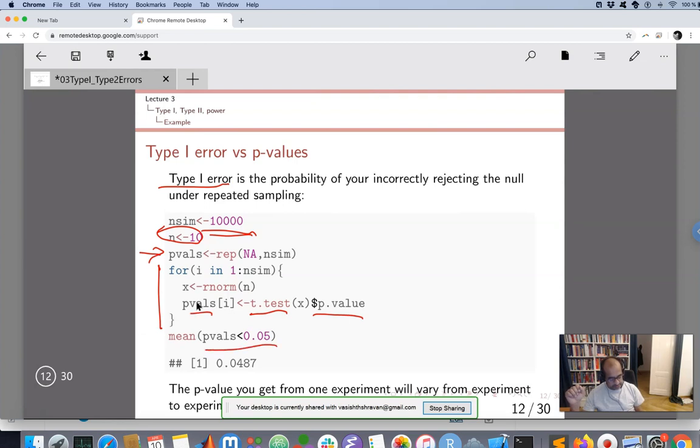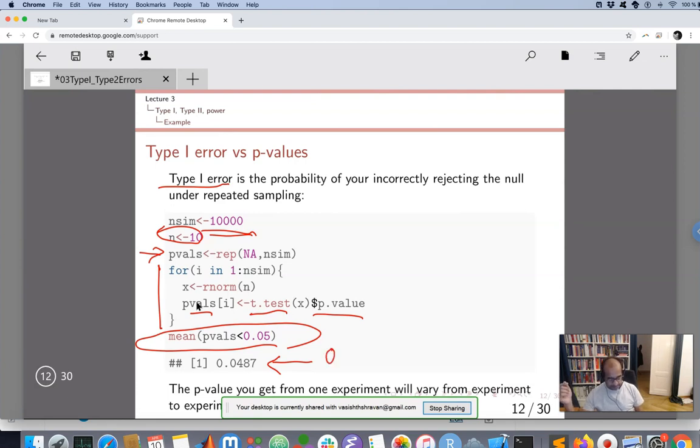What I'm doing in the last line outside the for loop is computing the proportion of times that I actually rejected the null. That means I rejected the null hypothesis even though it was true, so I made a type 1 error. So under repeated sampling, I can compute approximately what my type 1 error is going to be in the particular model that I'm using, in this case, the t-test.